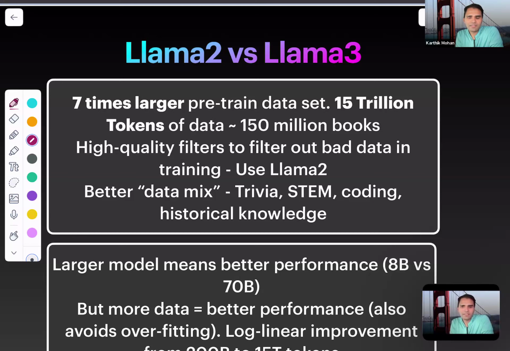And Llama 2 still had like 20 million books, but Llama 3 is looking at 150 million, 7 times larger. It also uses high quality filters to filter out bad data in training. So we spoke about this as compared to Llama 2. And funnily, it uses Llama 2 to do the quality filtering classification. So this is like reverse distillation.